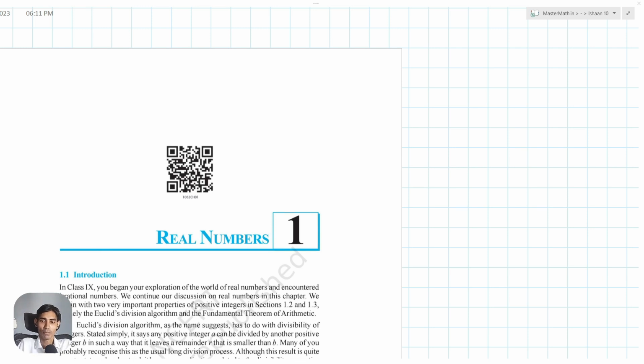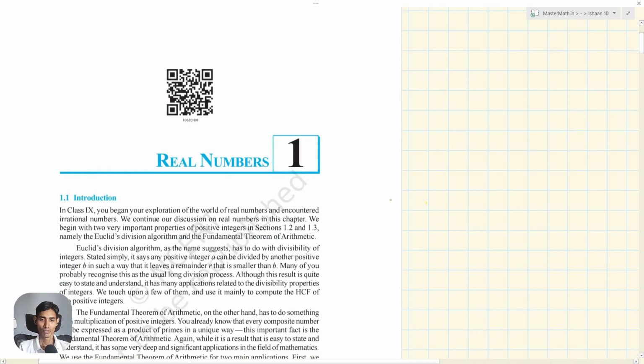So what are the different types of numbers? Integers, whole numbers, decimals, fractions, rational and irrational numbers. Okay, good. So first, let's start with natural numbers.